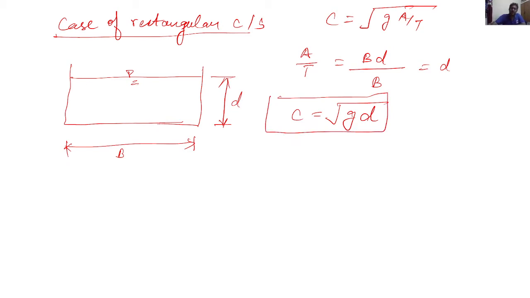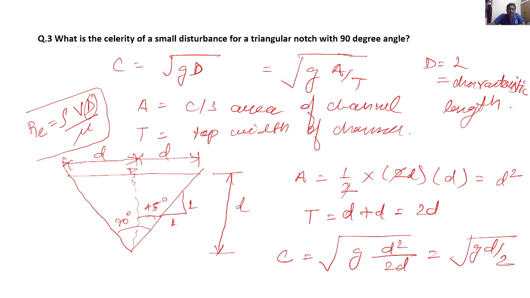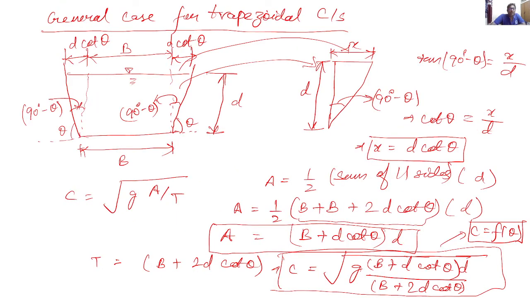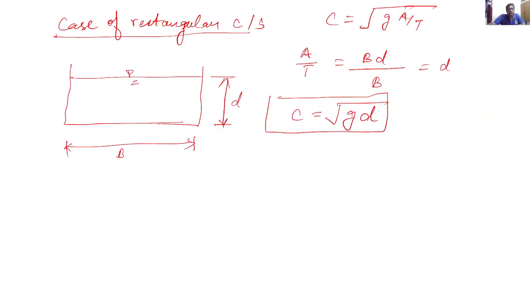So using this example, first of all, we solved this question for a 90-degree notch angle for a triangular cross section. Then we took a generalized triangular cross section, and we learned that irrespective of the notch angle, the C will not change. Notch angle may be anything, but the C will remain the same for a triangular cross section. However, for a trapezoidal cross section, the celerity happens to be a function of the subtended angle. And for the case of a rectangular cross section, it's very straightforward. A by T happens to be the depth of the flow.